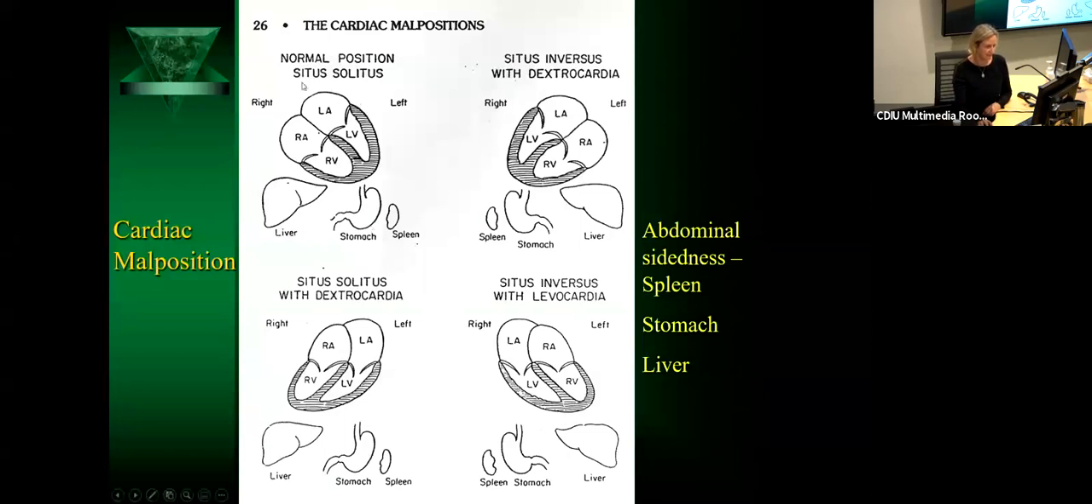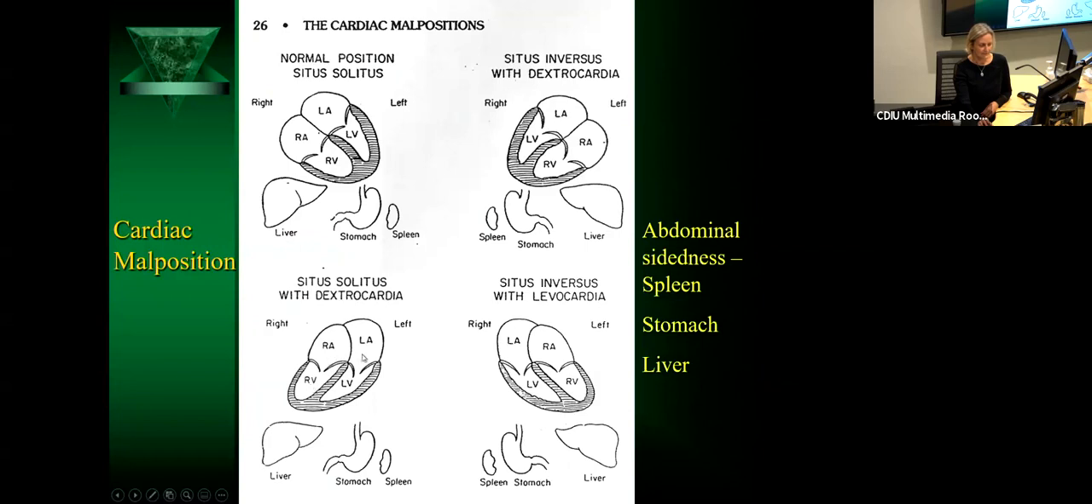All right, so I think we left off here, and we said the normal position, situs solitus, the usual arrangement: right atrium, right ventricle, left atrium, left ventricle, liver, stomach, spleen. Here it's a mirror image, but also with dextrocardia, so the apex points to the right. And these are reversed, so the right atrium, right ventricle, left atrium, left ventricle, and the thoraco-abdominal organs are also in reverse.